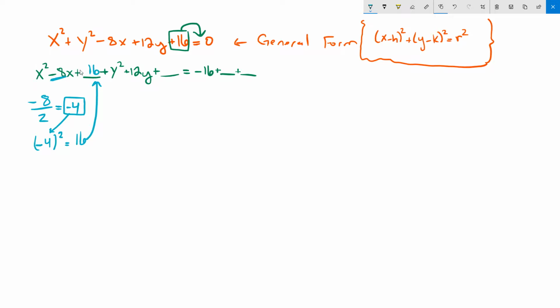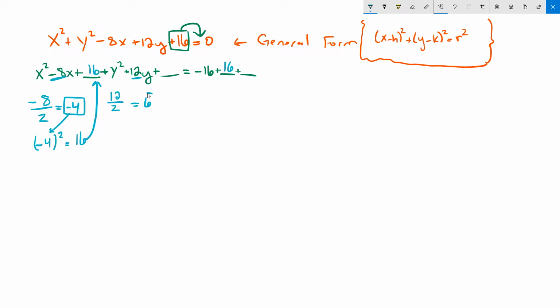What we do to one part of the equation, we must also do to the other side, to keep the equation balanced and not change it. So we also put this 16 right here. Okay, cool. We're already done with the x's. Now let's do the y's. Same process. We look at this number right here: 12 divided by 2 is equal to 6.